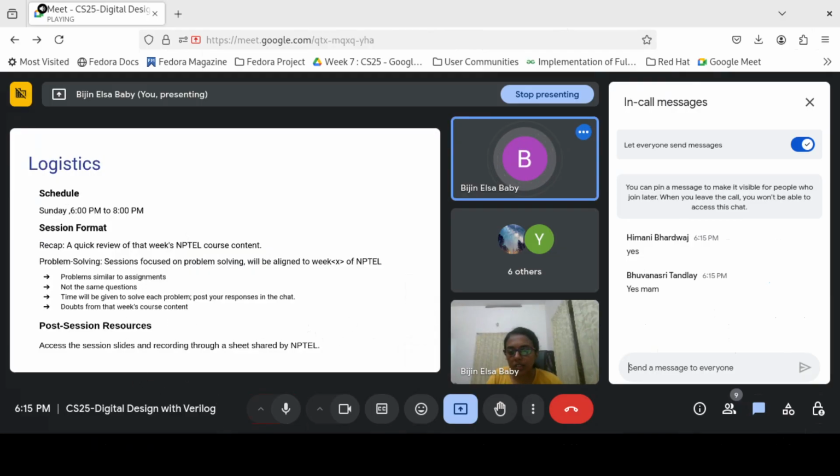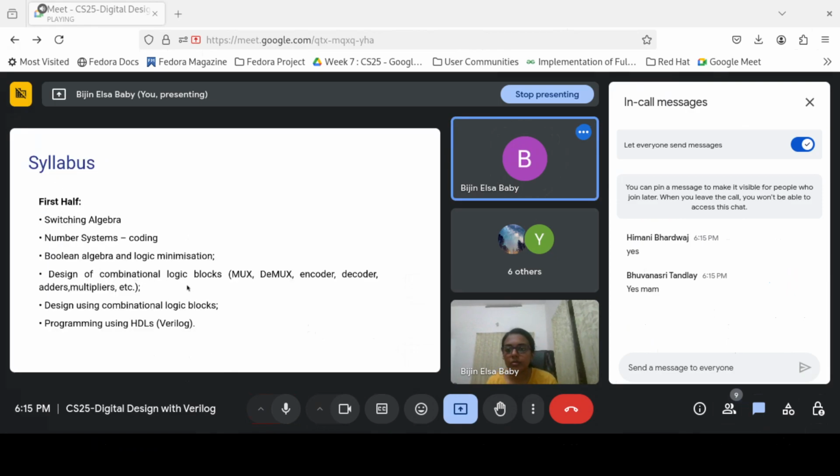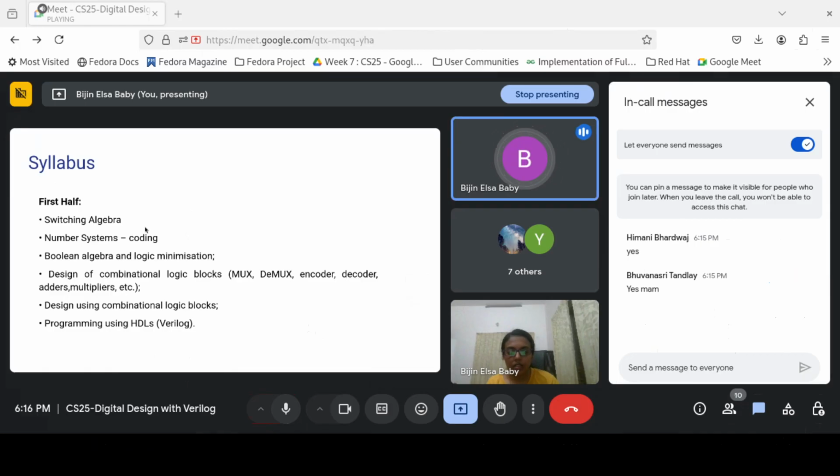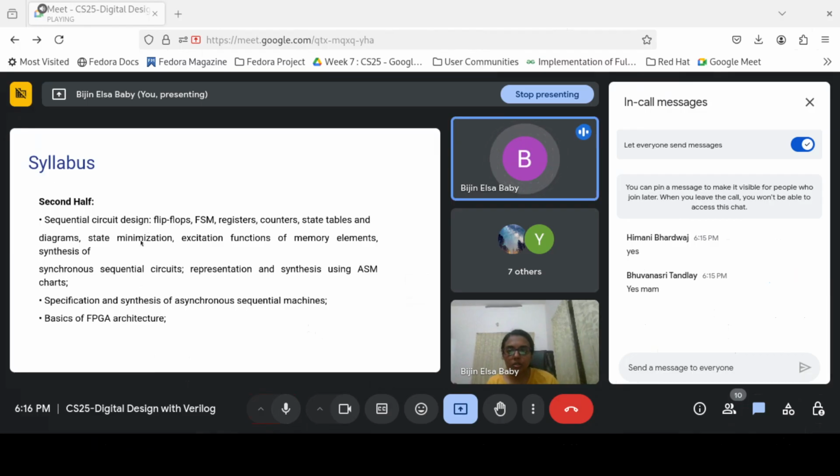Thank you. We can continue. So this is the syllabus of this course. The first half is all about switching algebra, the number system, and the combinational logic block. This week we are also continuing the combinational logic design and programming using HDL. The second half of the course is mainly about sequential circuit design, which includes flip flops, state machines, registers, counters, and synchronous and asynchronous sequential circuits. Then we will also learn about the basics of FPGA applications.